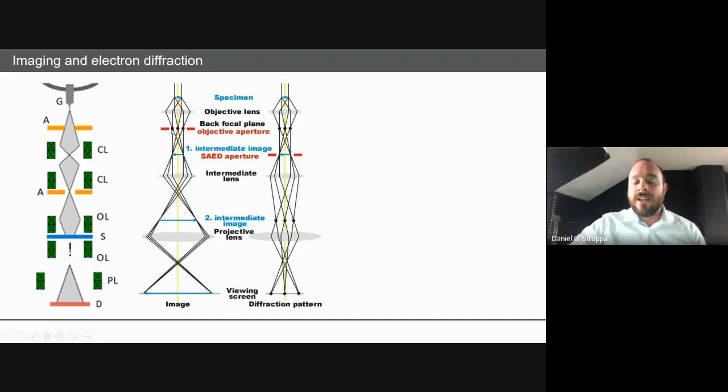So then you have a lot of lenses. You have the intermediate lenses, you have the projection system, and the only thing that they are going to do is pick either the back focal plane of the objective lens or the first intermediate plane and project this to your camera level. And this is the distinction between projecting one image or one diffraction pattern. It's a change just in your intermediate and projector lenses.